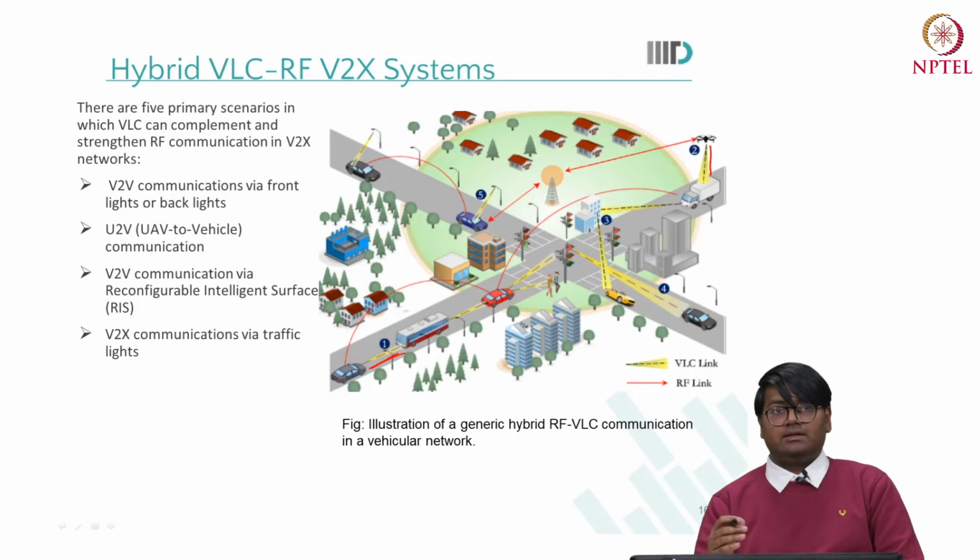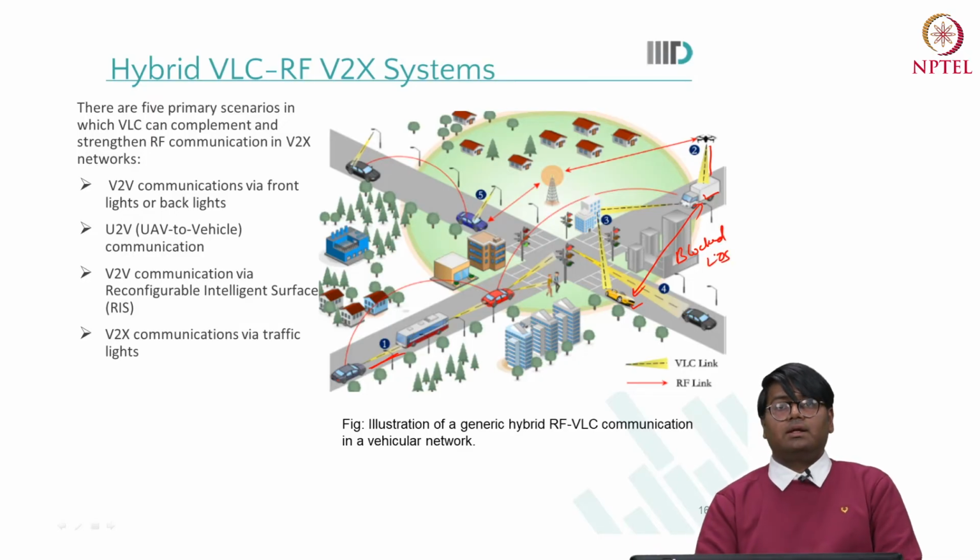A common place where this reconfigurable intelligent surface can be employed is at the road intersection. We see that this vehicle cannot communicate with this vehicle. There is a blocked line of sight communication between these two vehicles. This is my blocked line of sight communication.